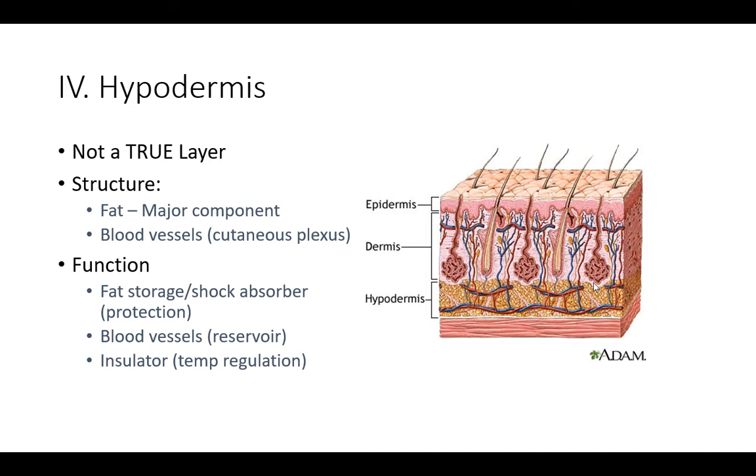The primary function relates back to the structure. The hypodermis's function is to store fat, which acts as a shock absorber. It can also act as an insulator, so it can help with temperature regulation. We also see a function related to blood storage and blood supply because you have that cutaneous plexus.